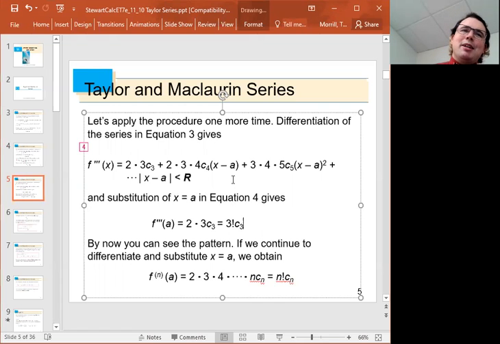So remember, factorial is 1 times 2 times 3, and we stop at whatever whole number we're taking a factorial of. And here we've just dropped the 1 because 1 times anything is itself. The pattern that we get is that the nth derivative of the power series evaluated at a is equal to n factorial times the nth coefficient, C sub n.